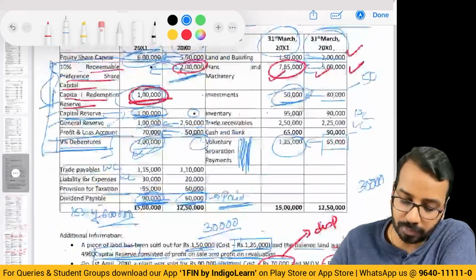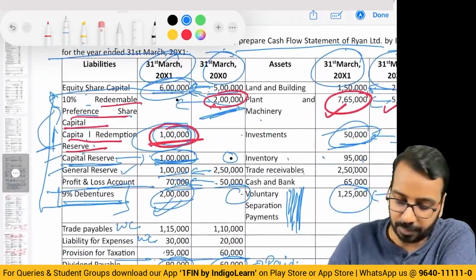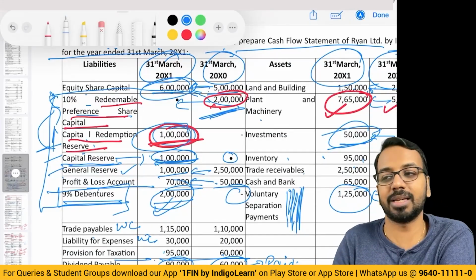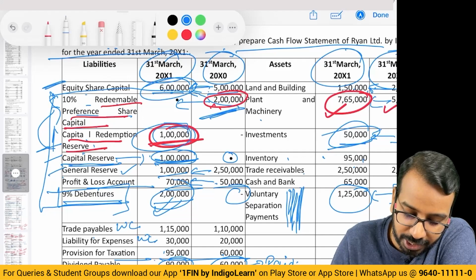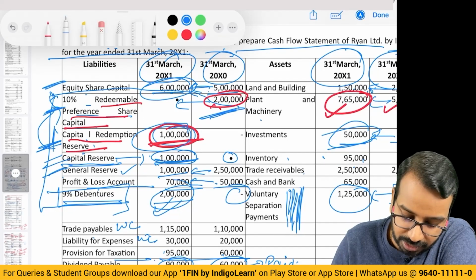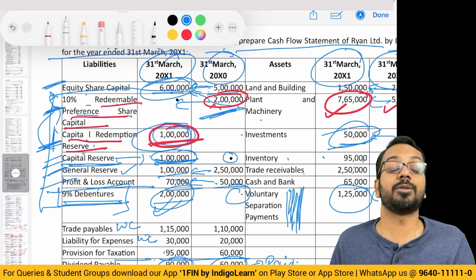Now, how to ensure you have covered everything? After you have prepared the cash flow, if it balances, you have covered everything. That is one way. Or you have to see, did we consider equity shares? Did we consider preference shares? Did we consider CRR, capital reserve, general reserve, P&L? Each item you have to see whether we have considered or not.